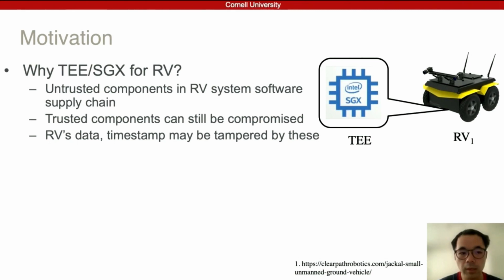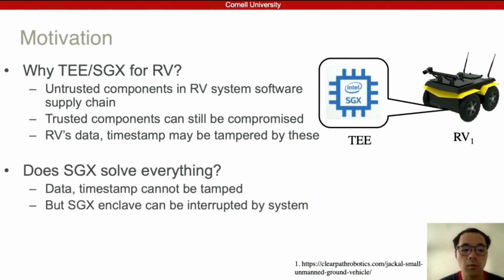So why do we need TE or SGX for robotic vehicles? First, untrusted components in robotic system software and supply chain are very common. Second, trusted components can still be compromised. As a result, robotic vehicles' data and timestamp may be tampered with. So we will introduce SGX or TE, but does it solve everything?